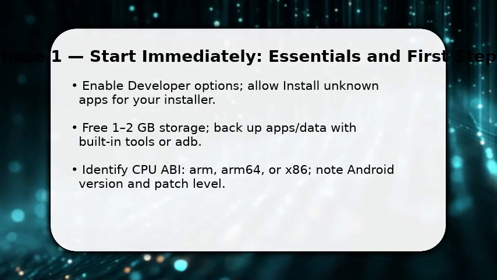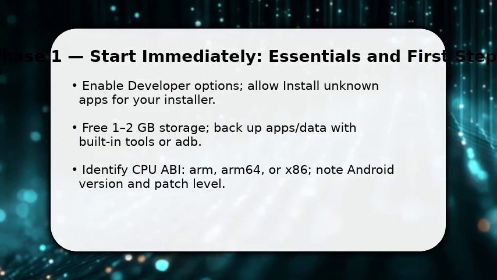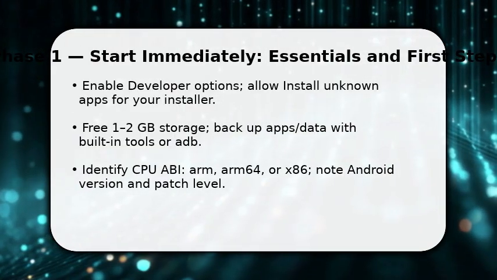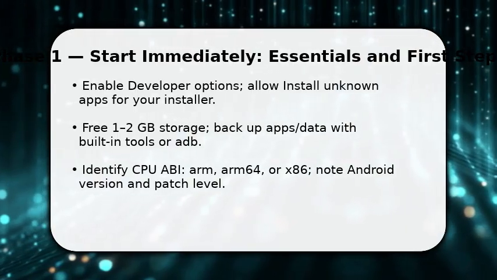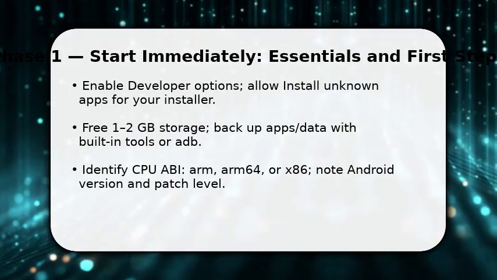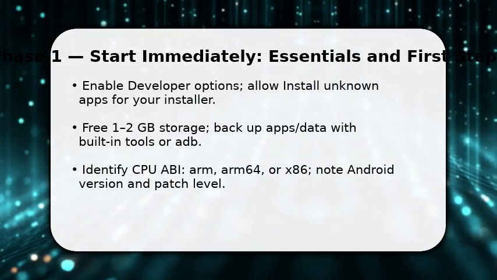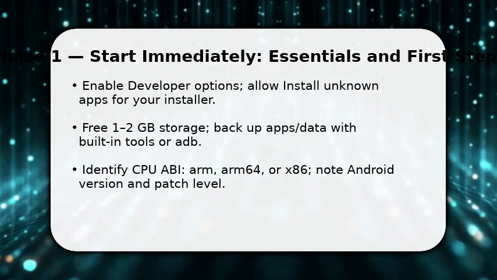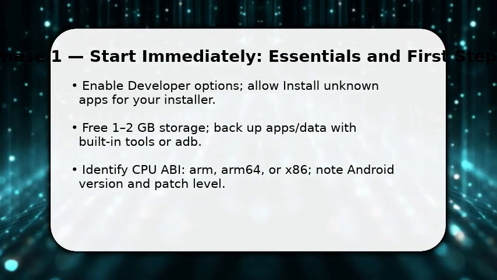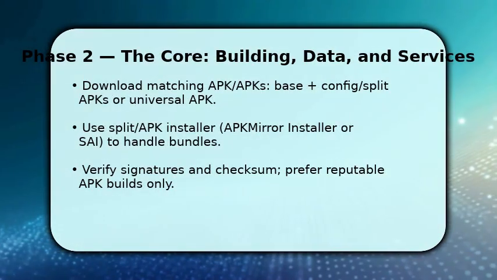Next, check Android version and CPU ABI, ARM, ARM64, or x86, because that determines which APK variant runs. You want the right binary and a compatible minimum SDK. Make sure charging and Wi-Fi are stable before continuing. That reduces mid-install failures. Now you obtain the app files.